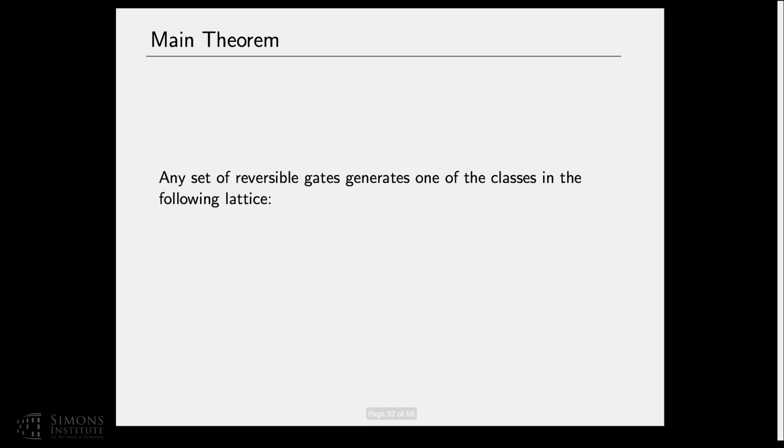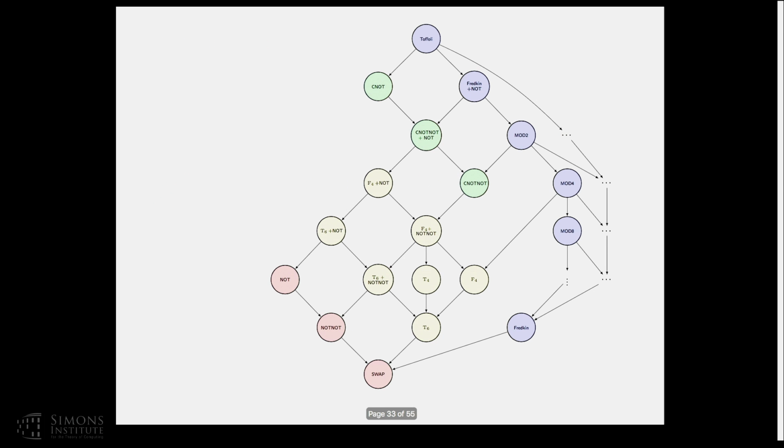Okay, so what's the theorem? The theorem is basically that we did it. You hand me a set of reversible gates, and I'll tell you it falls in one of the following classes in this lattice. And I've blown it up as big as I possibly could. So, okay, cool, this works. What are we looking at here?